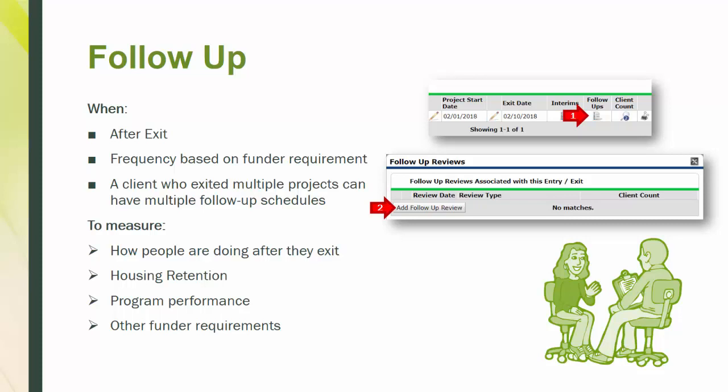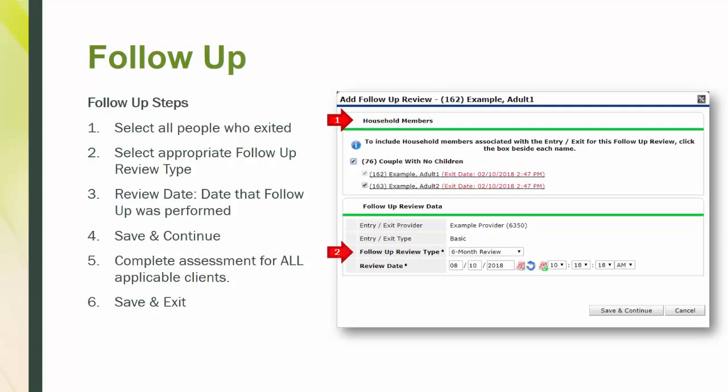To start, click the follow-up icon and click Add Follow-up Review. The steps are quite similar to interims, except now we want to check all the people who exited. There are several review types to choose from. A 6-month follow-up is pretty common, which is what OHCS uses. It's a good idea to check with your agency admin for the appropriate follow-up schedule for your program.